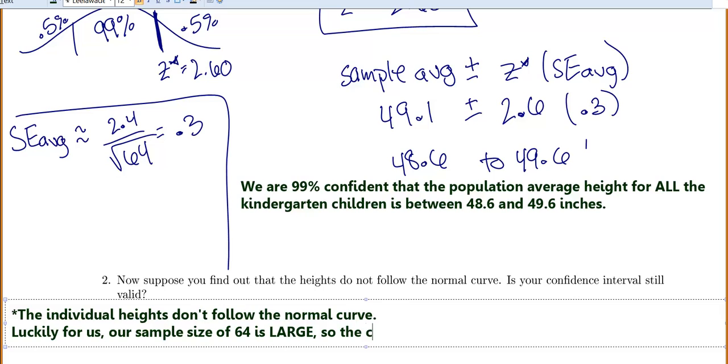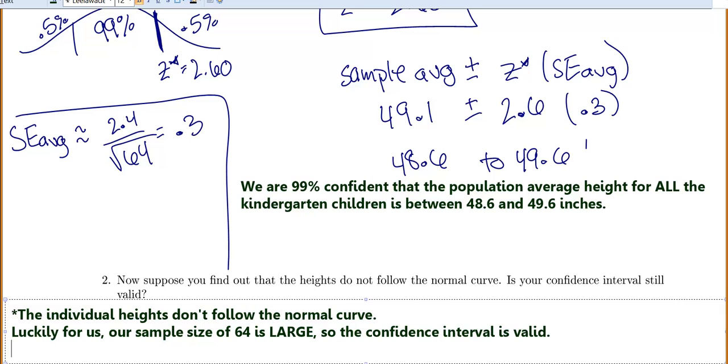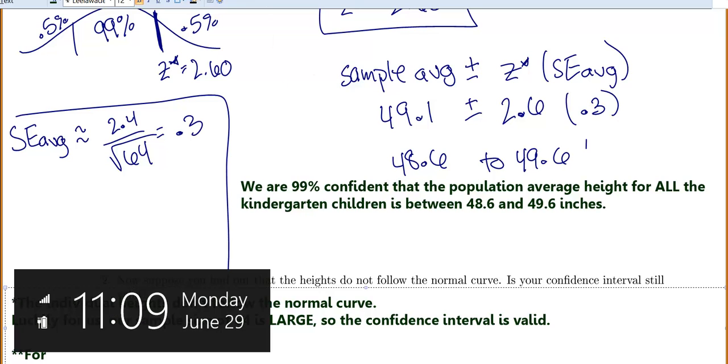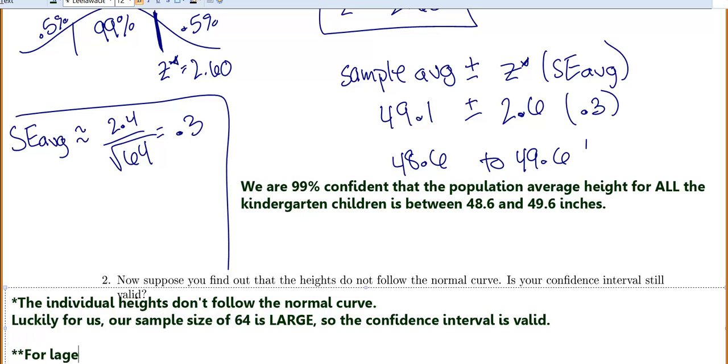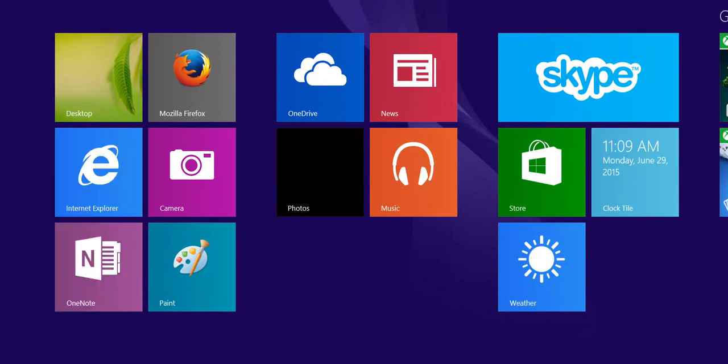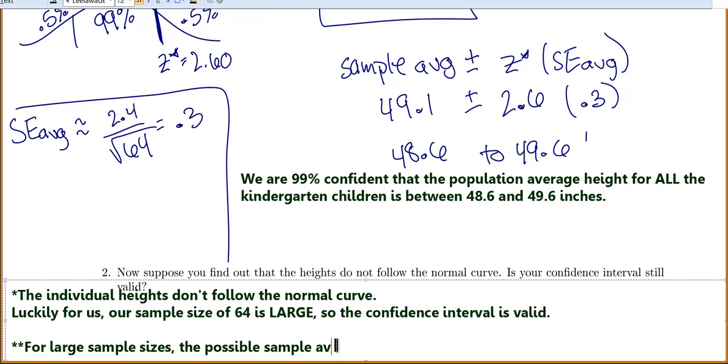So the confidence interval is valid. The reason why is for large sample sizes, the possible sample averages are guaranteed to follow the normal curve.